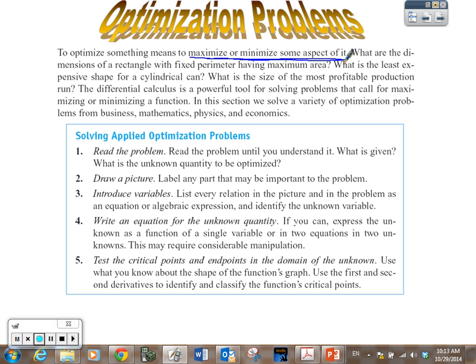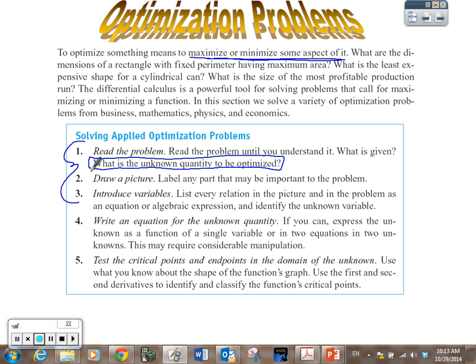The way we do an optimization problem, the setup is kind of similar to what we would do with related rates. These first three are our setup. And it's just a typical word problem setup where we read the problem, we look at what's given, and this is the key right here. What are we going to be optimizing? That should be the focus of your entire problem, is what are we going to be optimizing?